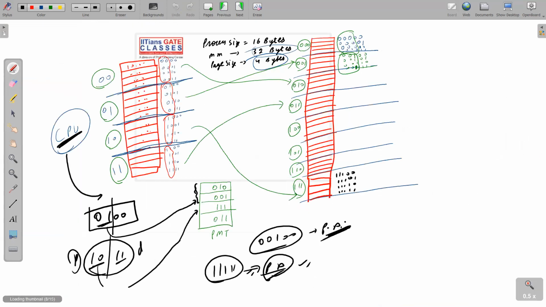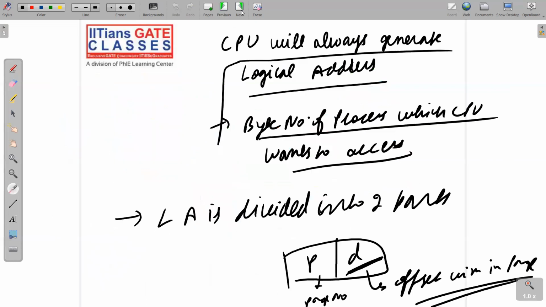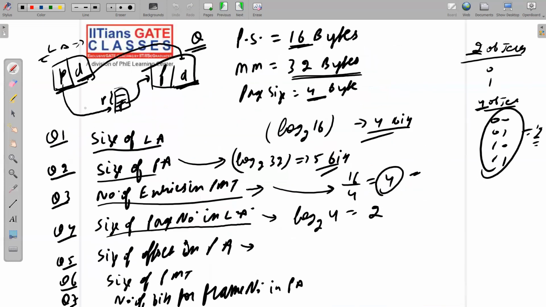See this, everywhere 00011011, again here 00011011, here also 00011011. Check the last 2 bits. Why are 2 bits needed? Because page size is 4, so we need only 2 bits. That means log base 2 of page size. So again the answer is log base 2 of 4, that is 2. And this is obvious: size of offset is the same in both physical and logical address.